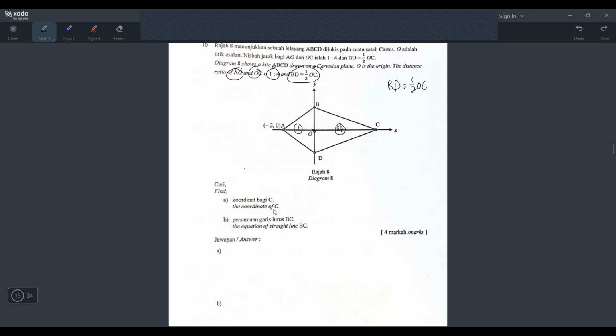Okay, and then A says find the coordinate of C. Okay, the coordinate of C is here, right? Okay, how to do? Let's think. Let's try to apply this info. Can we use this info? Let's see.